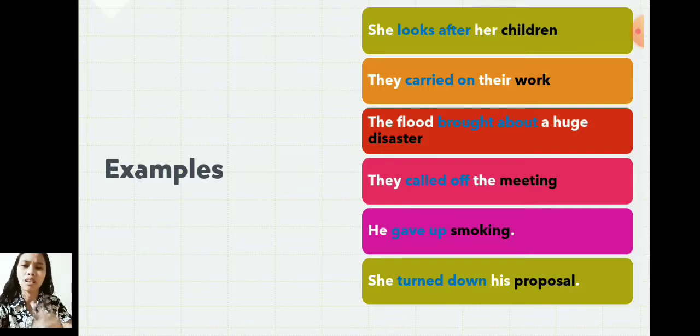Another example that we have here is they carried on their work, where carry on is the phrasal verb and work is the object. Another example is the flood brought about a huge disaster, where brought about is the phrasal verb and disaster is the object. Another example is they called off the meeting, where call off is the phrasal verb and meeting is the object. And lastly, he gave up smoking, where gave up is the phrasal verb and smoking is the object.